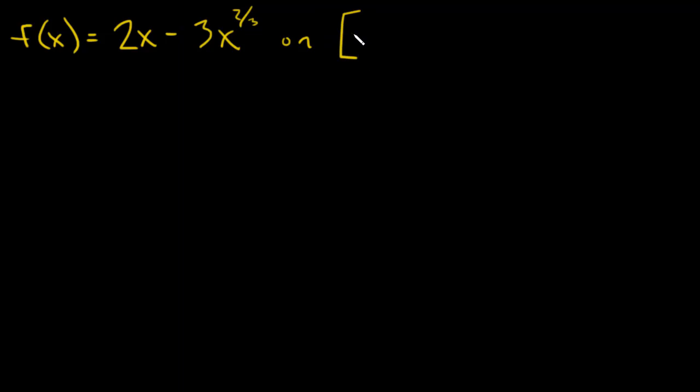Okay, so let's look at f of x equals 2x minus 3x to the 2/3 power. And we're going to look at it on an interval of negative 1 to 3. Alrighty? Okay, so first off, let's find the derivative.